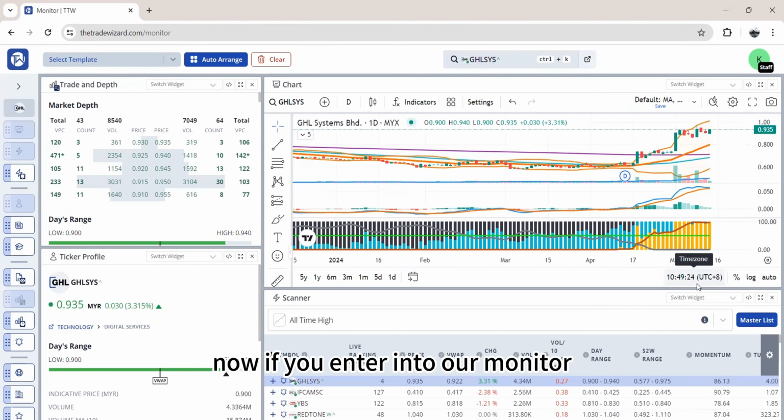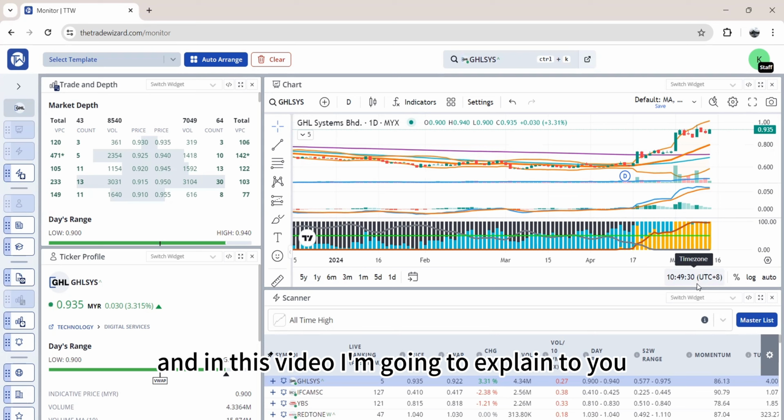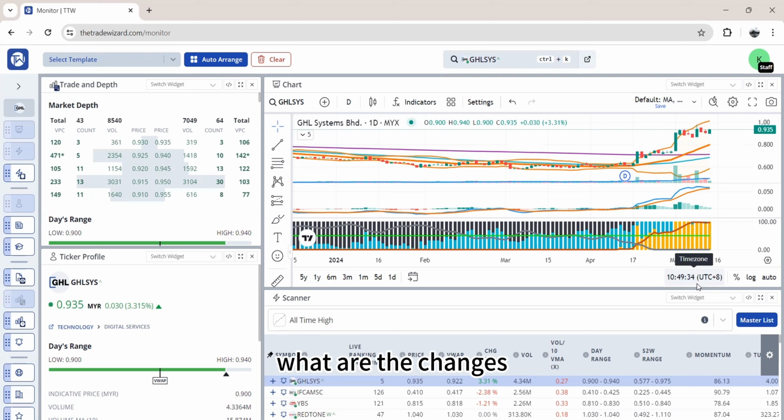Now, if you enter into our monitor, you will notice that there is a change in terms of its layout. And in this video, I'm going to explain to you what the changes are, and how this latest layout can benefit you in terms of your trading, just like how it benefits me.